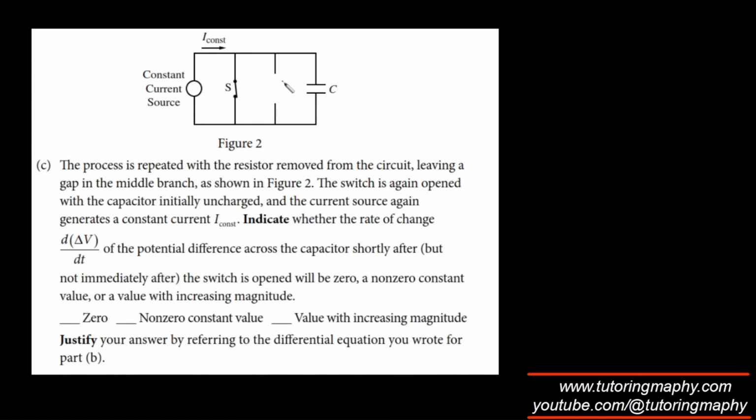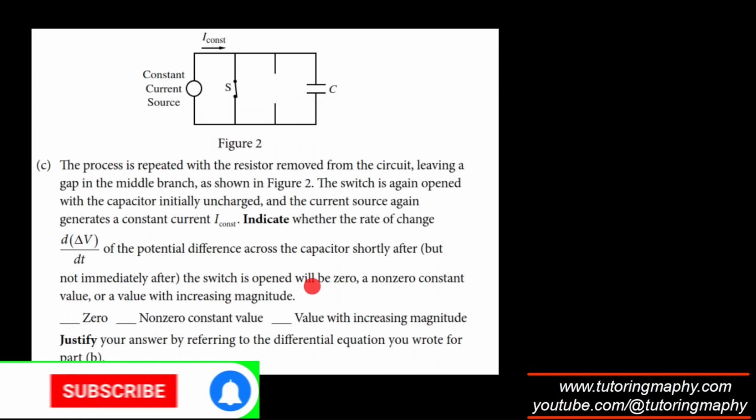Finally, they're asking that if this resistor is now removed and we just leave a gap over here, then as per the differential equation we just got in the previous part, what is the value of dV over dt shortly after the switch is open? Is it 0, a non-zero constant value, or a value with increasing magnitude?